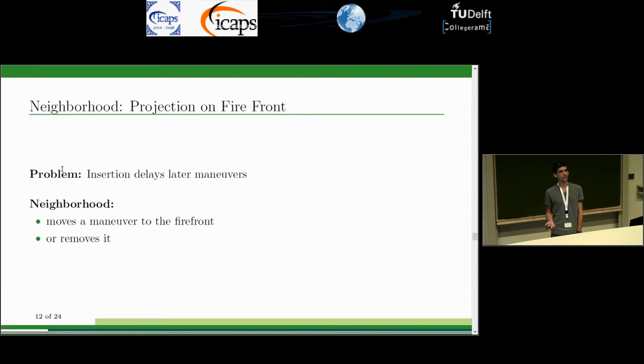And you have a last neighborhood, which is actually domain dependent. And the key idea behind this neighborhood is when you insert maneuvers at the beginning of your plan, it delays all the other ones. And because our observations have time windows associated to them, because the fire is always moving, it means you can miss observations because you insert maneuvers at the beginning of your plan. And so this one, what it does, it exploits the structure of the fire map to move maneuvers onto the fire front, or remove it if the maneuver is actually too far away from the fire front.